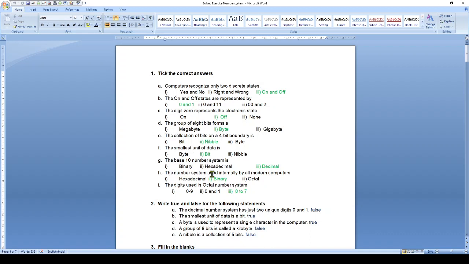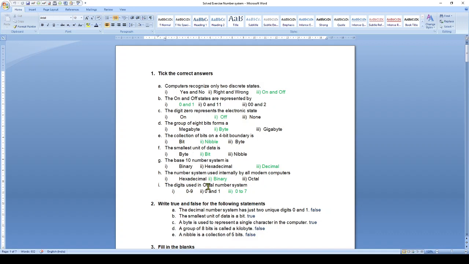The number system used internally by all modern computers, what is the number system? The options are hexadecimal, binary and octal. The correct answer is binary. So the number system that is used internally by all modern computers is the binary number system.